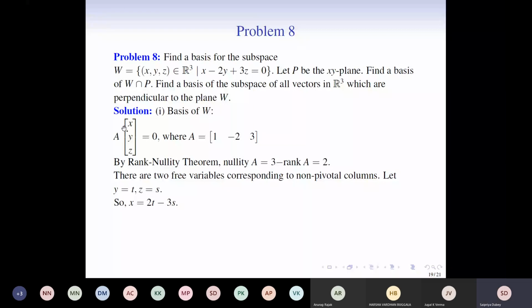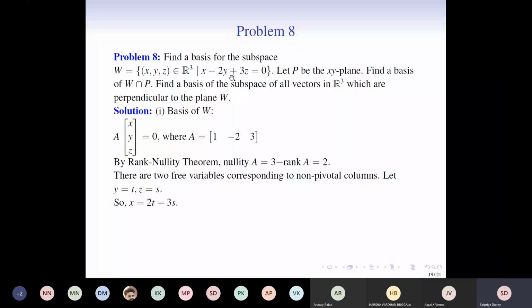We need to find out the nullity of this A, right? Nullity of A will give us all those x, y, z which satisfy this. We see that this is already in echelon form, with the pivot element sitting right in the first row, first column. So corresponding to the non-pivotal columns, that is the second column and the third column, we have two free variables. Let's name them t and s. So let y be equal to t, z is equal to s. So what do we get? We get x is equal to 2t minus 3s by this equation.